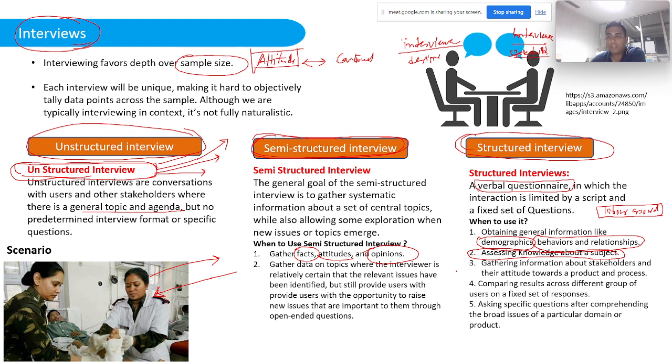So this set of questions can be prefixed, and you are bounded by your questions, and your scope is defined only to understand the answers to this set of questions. And generally in such a structured interview, we look for a relatively higher number of interviews compared to a semi-structured interview, because here we also look for sample size.